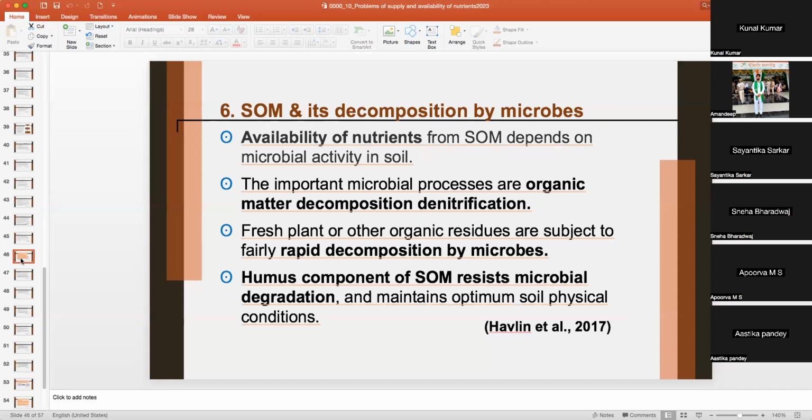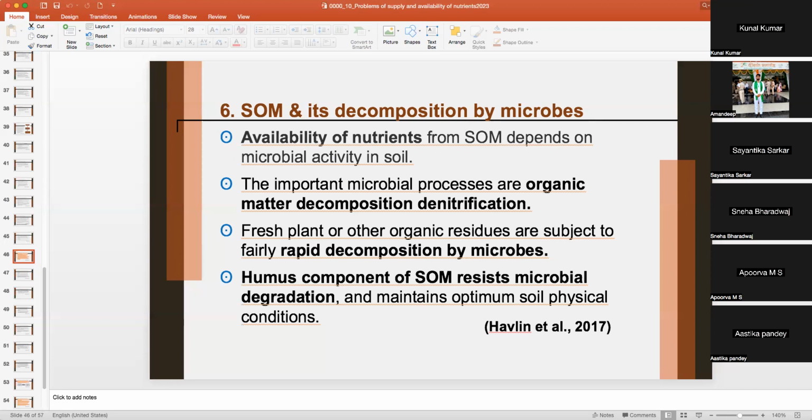Now, the sixth one is soil organic matter and its decomposition by microbes. It will play almost the same role as cation exchange or clay colloids, doing the same kind of functions as inorganic colloids do. Availability of nutrients from soil organic matter depends on microbial activity in soil. The important microbial processes are that organic matter will be decomposed and it will release the nutrients. Some of these nutrients can be used by microbes and some will become part of the soil solution.